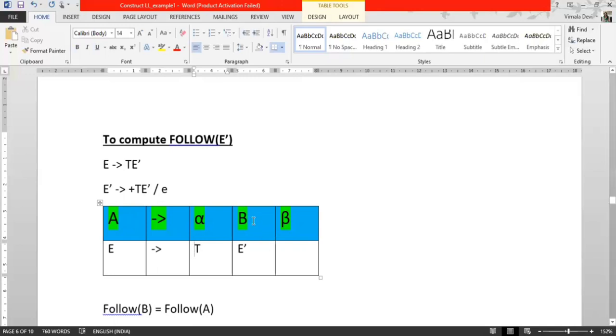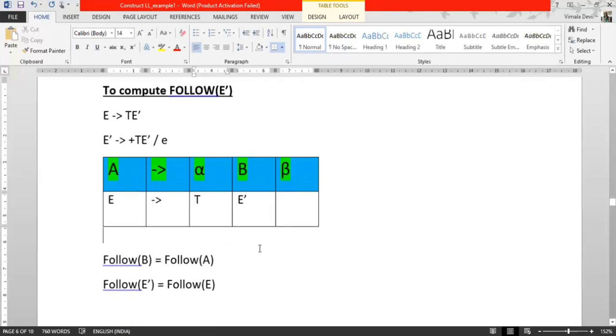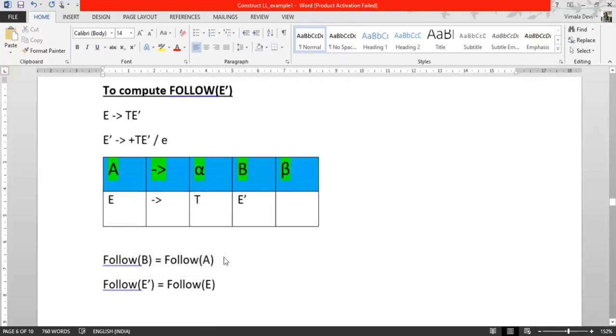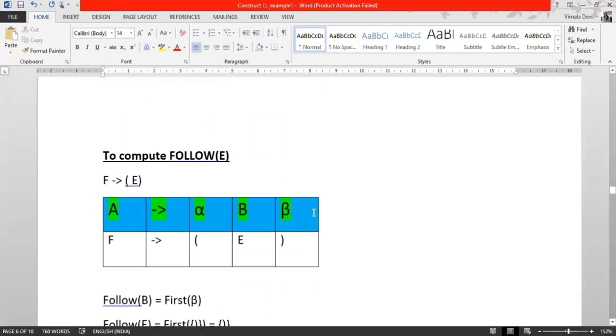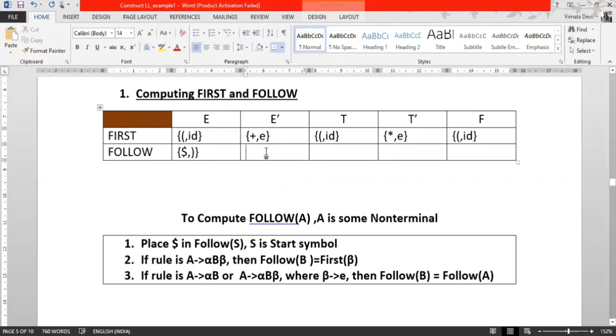So E dash is matched against B because we are attempting to compute follow of B. Prefix of E dash is T. In fact, there is no suffix after E dash. When there is no beta that follows B, what is the rule? Follow of B is equal to follow of A. What is B here? It is E dash. A is nothing but E. So follow of E dash is equal to follow of E. If I want to update as per the rule, what do I have to update in the table? Follow of E dash is equal to follow of E means I'm just copying and pasting it here.